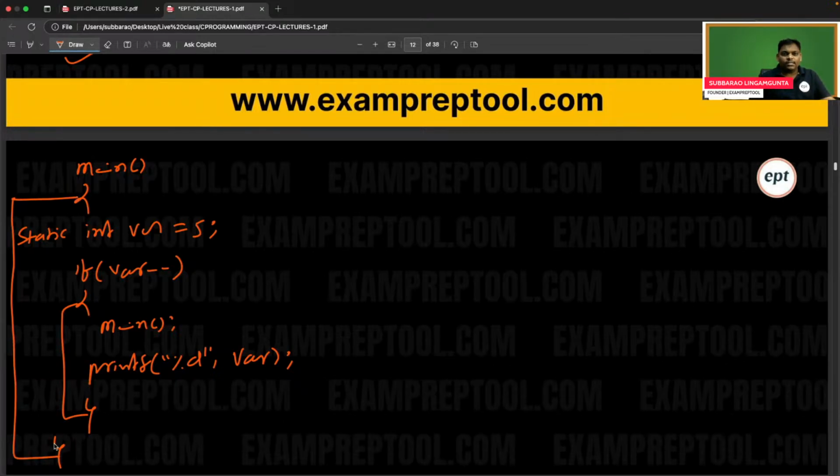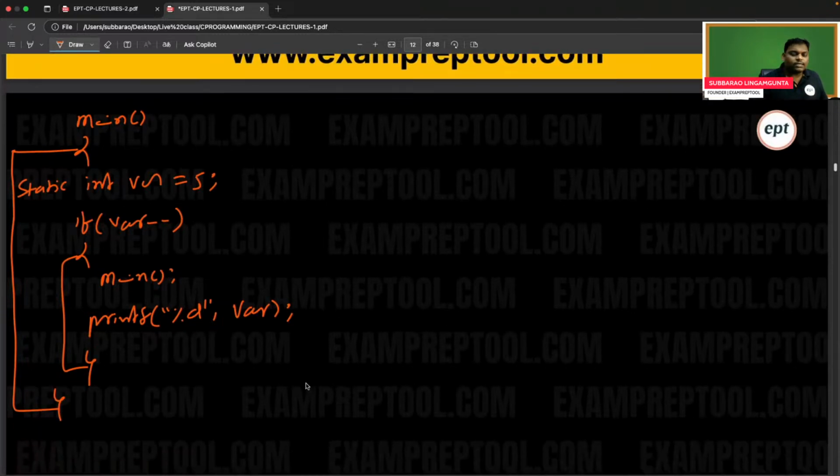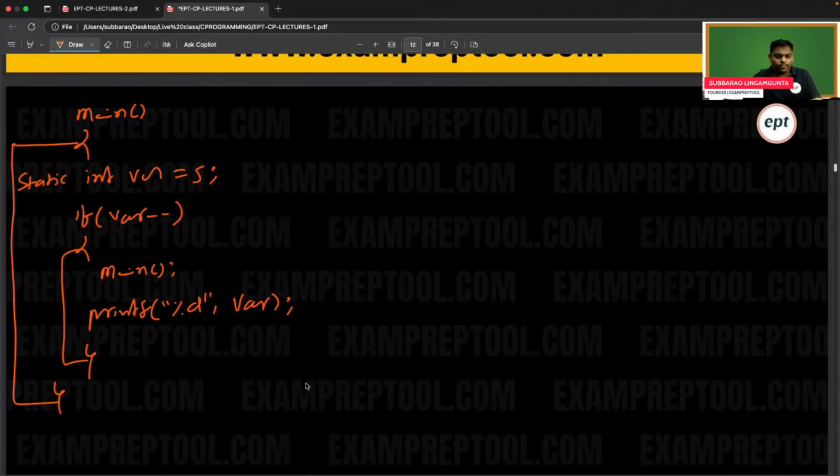Go ahead. This is the first problem of today's class. What is the output of this program? It's very tough. Remember, a static variable's memory is created only once. Even though it is local, and normally local means memory is created in the stack area, because of the static keyword, memory is created in the static area.